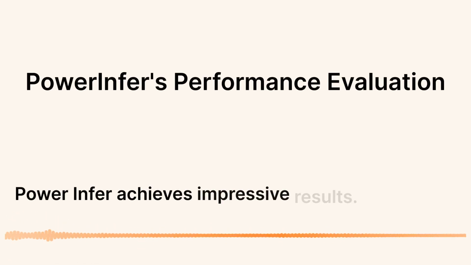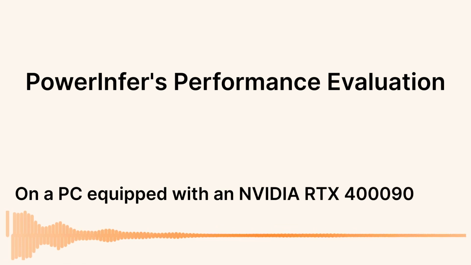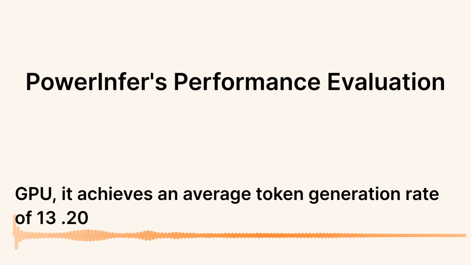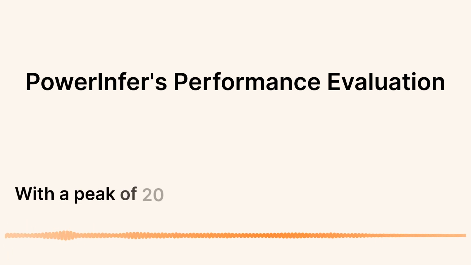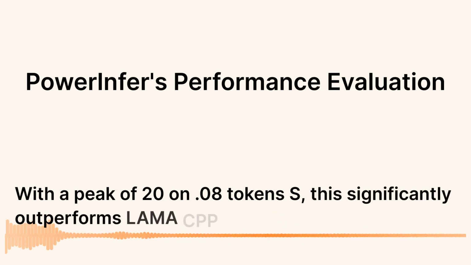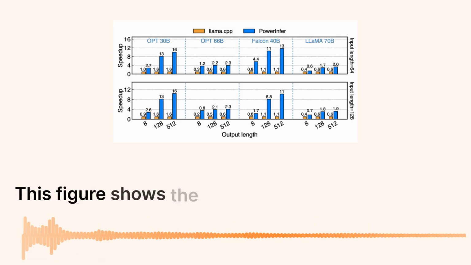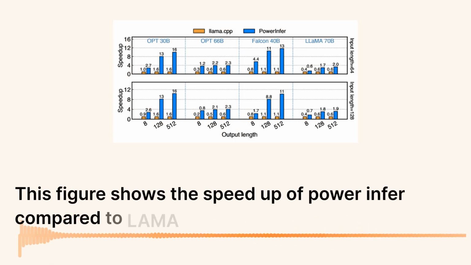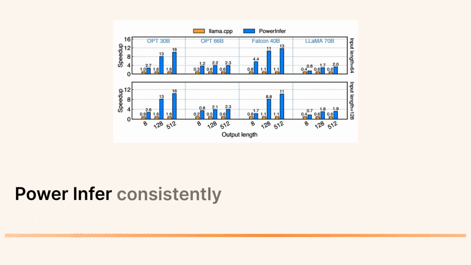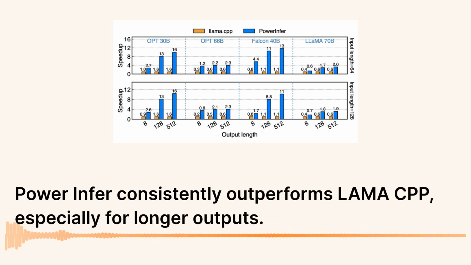PowerInfer achieves impressive results. On a PC equipped with an NVIDIA RTX 4090 GPU, it achieves an average token generation rate of 13.20 tokens/s, with a peak of 20.08 tokens/s. This significantly outperforms llama.cpp by up to 11.69 times. This figure shows the speedup of PowerInfer compared to llama.cpp for various models and output lengths. PowerInfer consistently outperforms llama.cpp, especially for longer outputs.